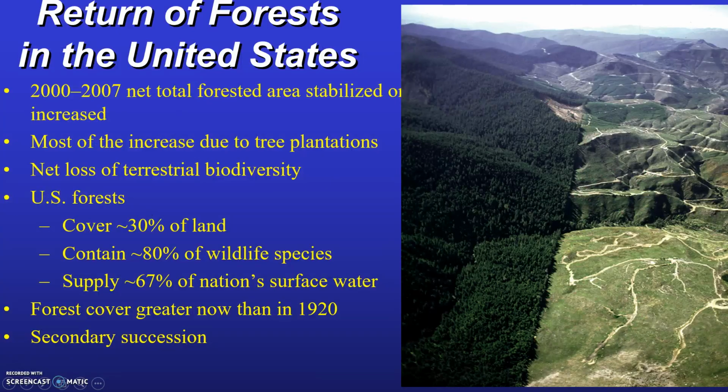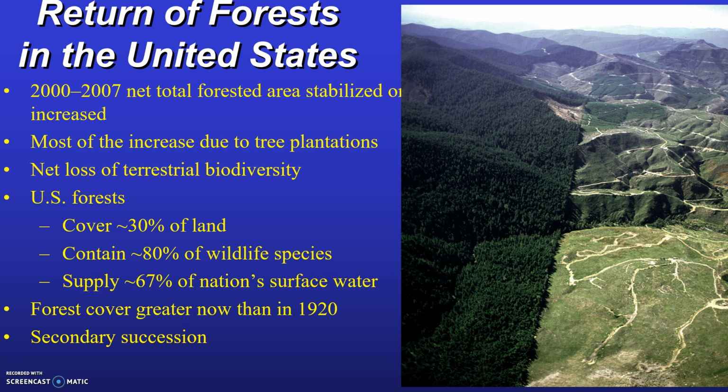So between 2000 and 2007, the net forest area in the United States actually stabilized or increased. Most of the increase was due to tree plantations. We still have experienced a net terrestrial biodiversity loss as a result of this, though. Even though we have a similar amount of trees, biodiversity has decreased because most of this tree area is tree plantations.